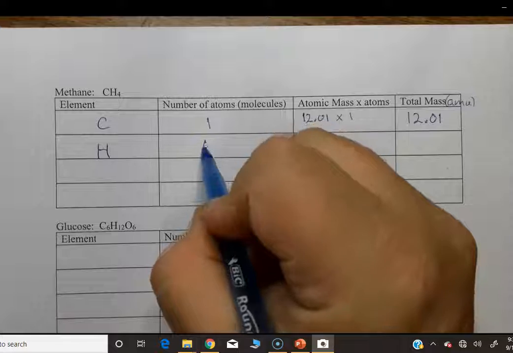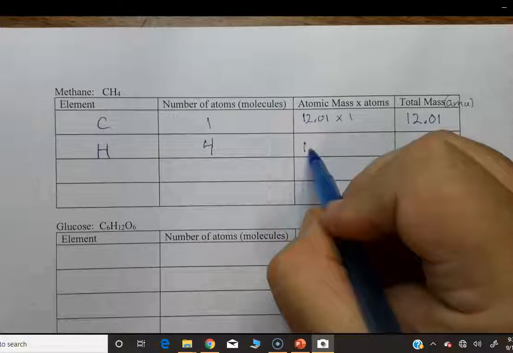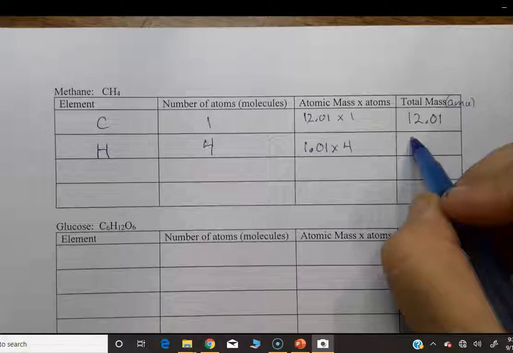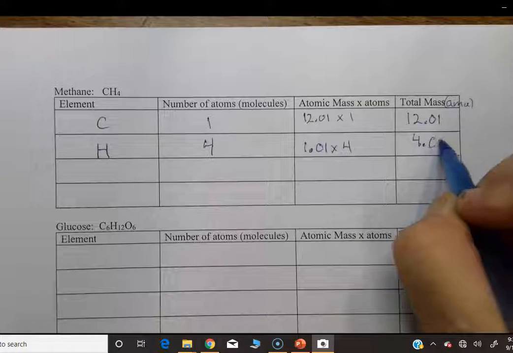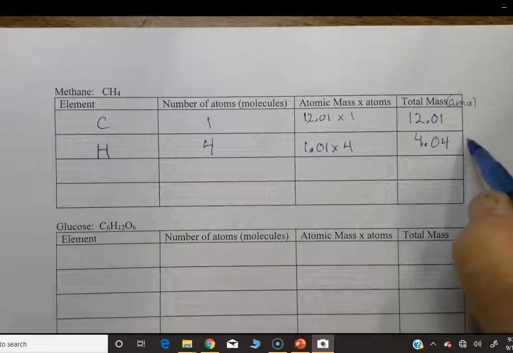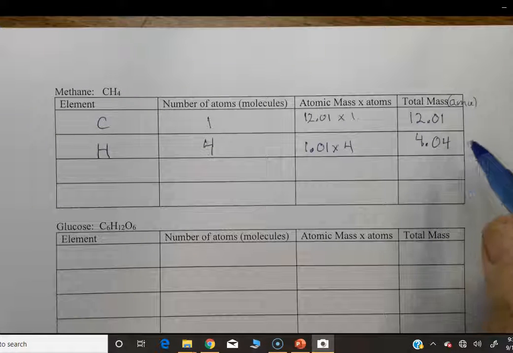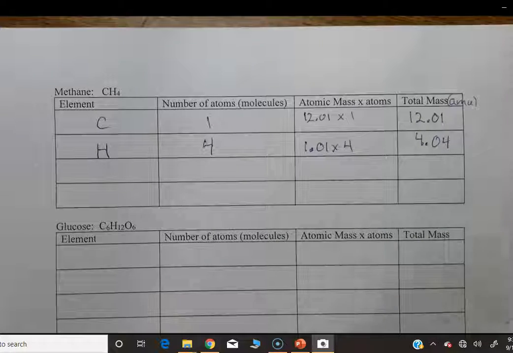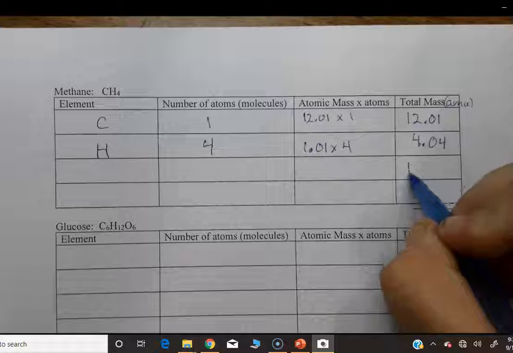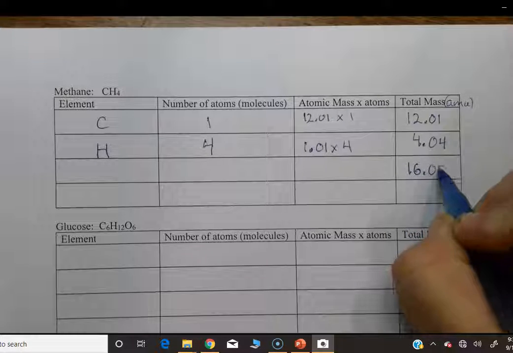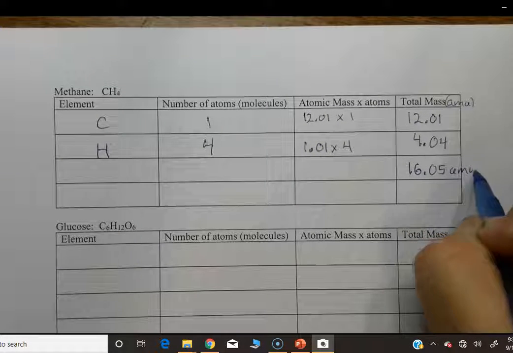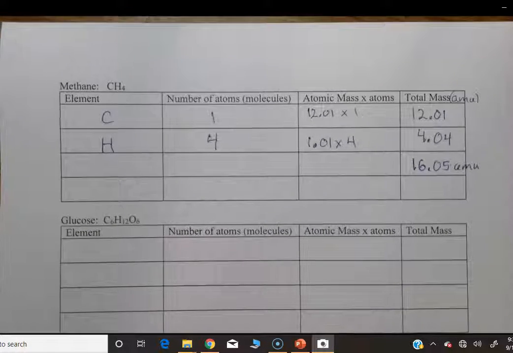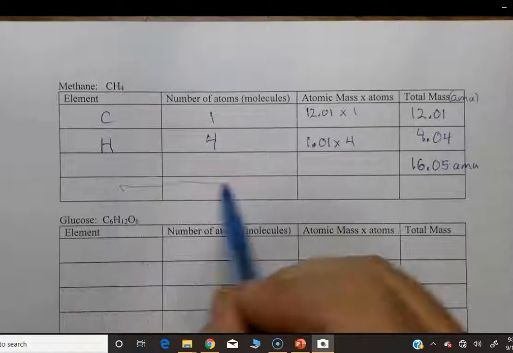All right. Next is hydrogen. We have 4 of those. So it's 1.01 times 4. That's going to give you 4.04 atomic mass units. And so now to get the mass of a methane molecule, you just simply add the 2, and you get 16.05 AMU, and that is the atomic mass of a single methane molecule. All right, and we don't need this line down here.